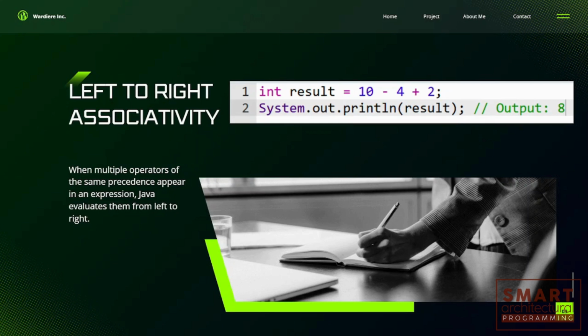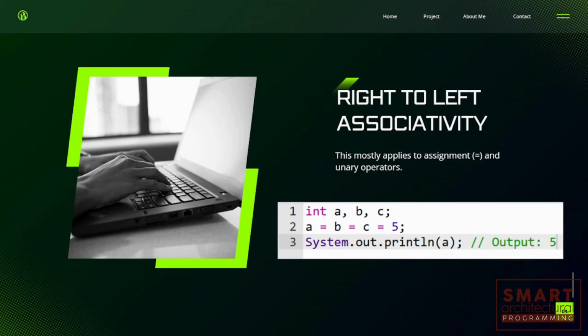Now that we understand left to right associativity, let's go to the right to left associativity that we mentioned earlier. This is relatively more rare, but that doesn't mean we don't need to understand it, or that it doesn't happen in Java. It does happen, so we need to develop an understanding around this as well. Right to left associativity mostly applies to assignment or unary operators.